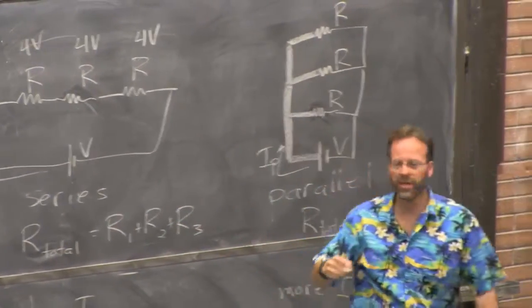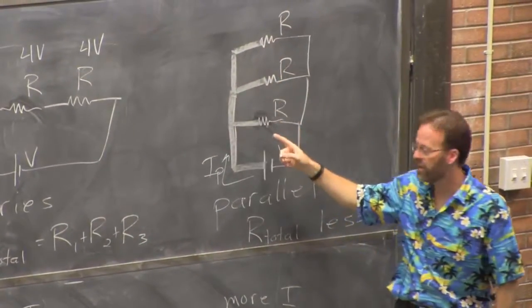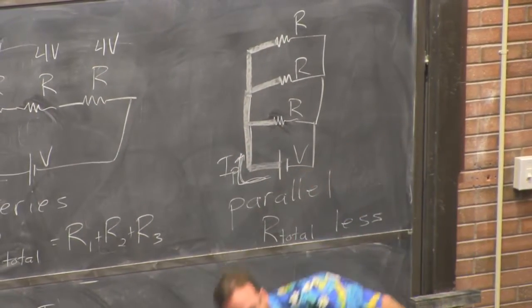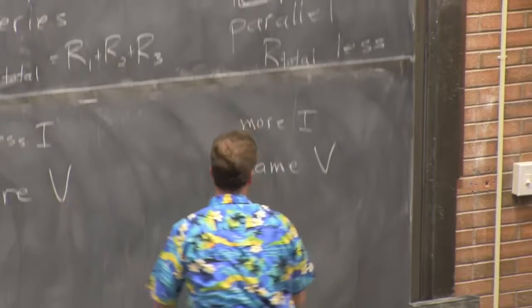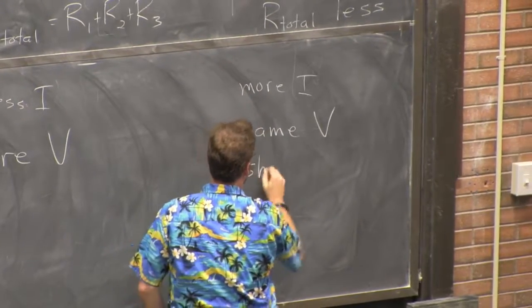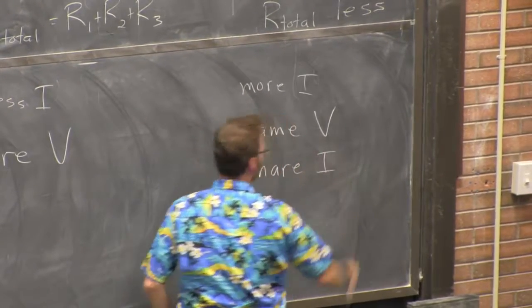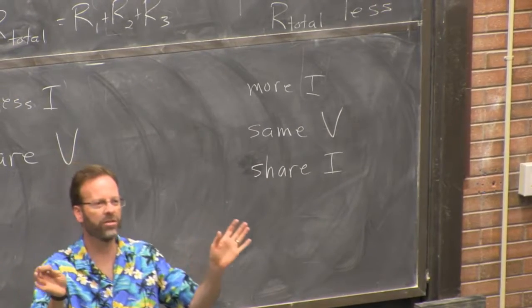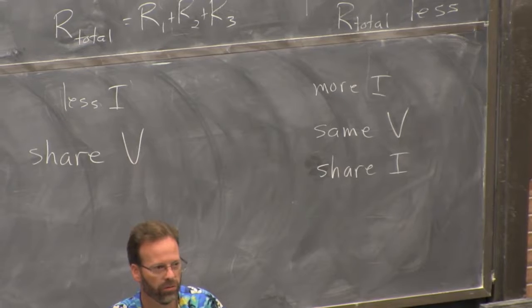Exactly, because there's 3 paths here. That means this has to be bigger, because the current has to split over here. They share that current. The current that comes out of the battery splits 3 ways. So you've got to start with 3 times as much.